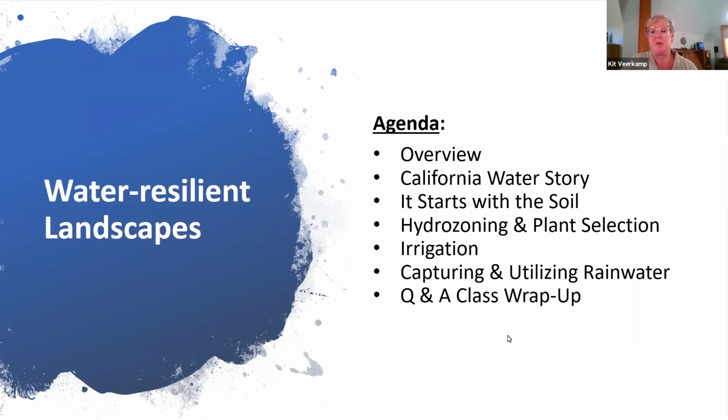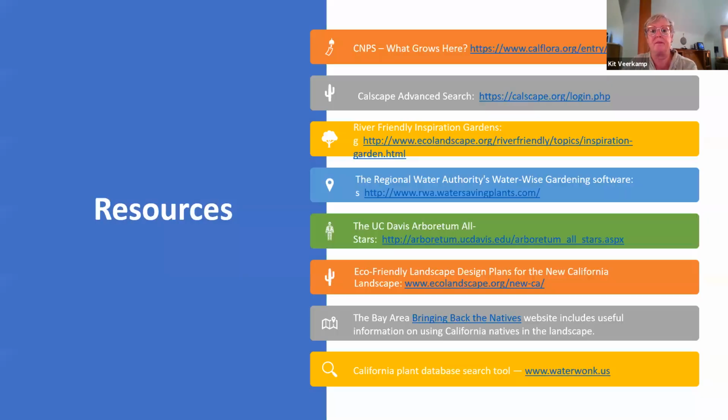So again, I mentioned that last class we covered the California water story and soil. I started to delve into hydrozoning. I'm going to go back over that a little bit with this class, and then we'll jump into irrigation.